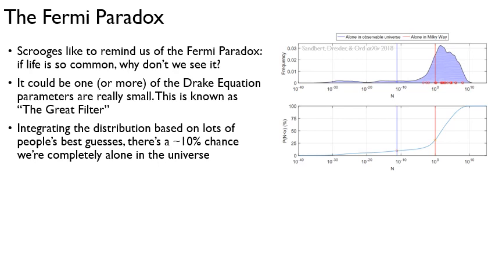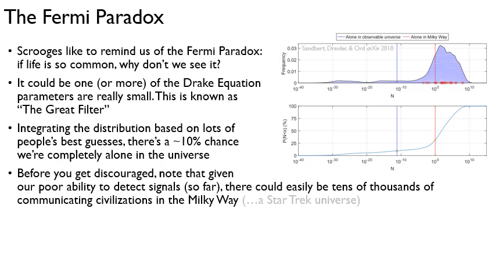If you take this still relatively optimistic view, based on the wisdom of the crowd of the number of communicating civilizations in the Milky Way, and if you integrate that, you still get that there's about a 25% chance that, even based on this wisdom of the crowd, we're alone in the Milky Way. And there's like a 10% chance or so that we're alone in the observable universe. Now, I wouldn't take these numbers too seriously because remember, this blue distribution is based on a whole bunch of people's guesses. But still, the great filter, again, is plausible based on reasonable assumptions.